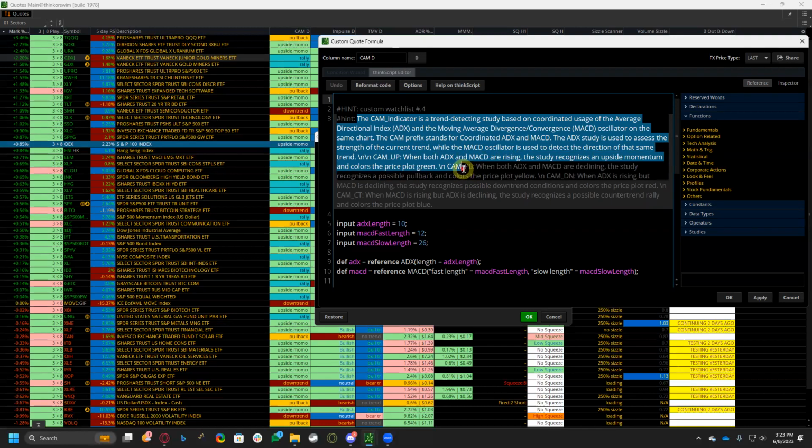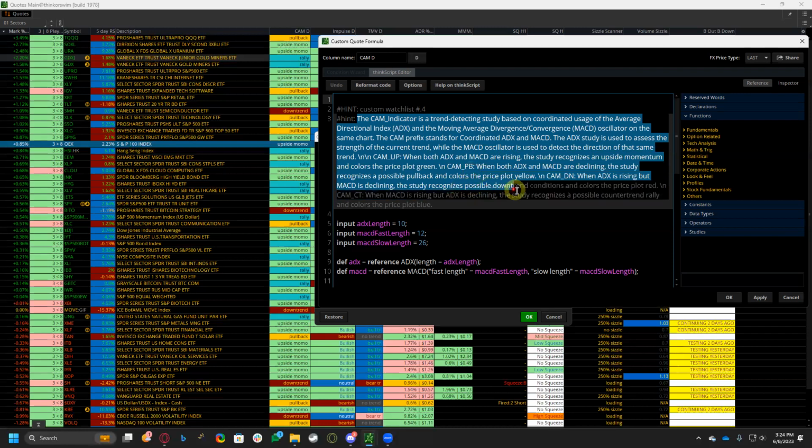CAM up, when both the ADX and the MACD are rising, the study recognizes an upside momentum and colors the price plot green. CAM pullback, which is CAM PB, when both the ADX and the MACD are declining, the study recognizes a possible pullback and colors the price plot yellow. CAM down is when ADX is rising, but the MACD is declining. The study recognizes possible downtrend conditions and colors the price plot red.